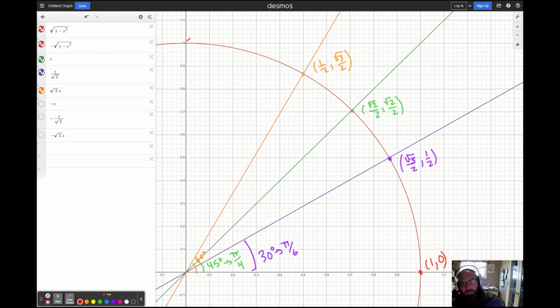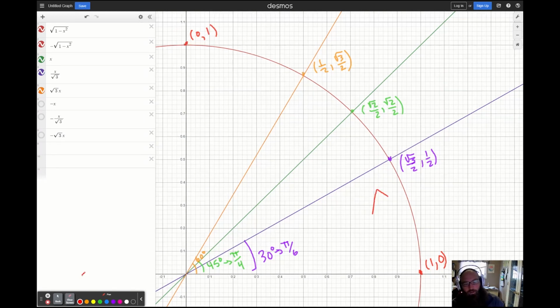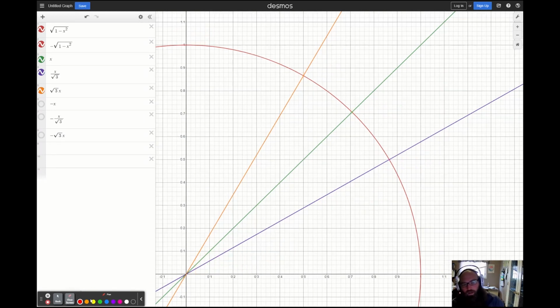This point right here, guess what? It's 90 degrees. How far have I gone over? Well, 0. How far have I gone up? You can clearly see on the graph it's 1. Perfect.